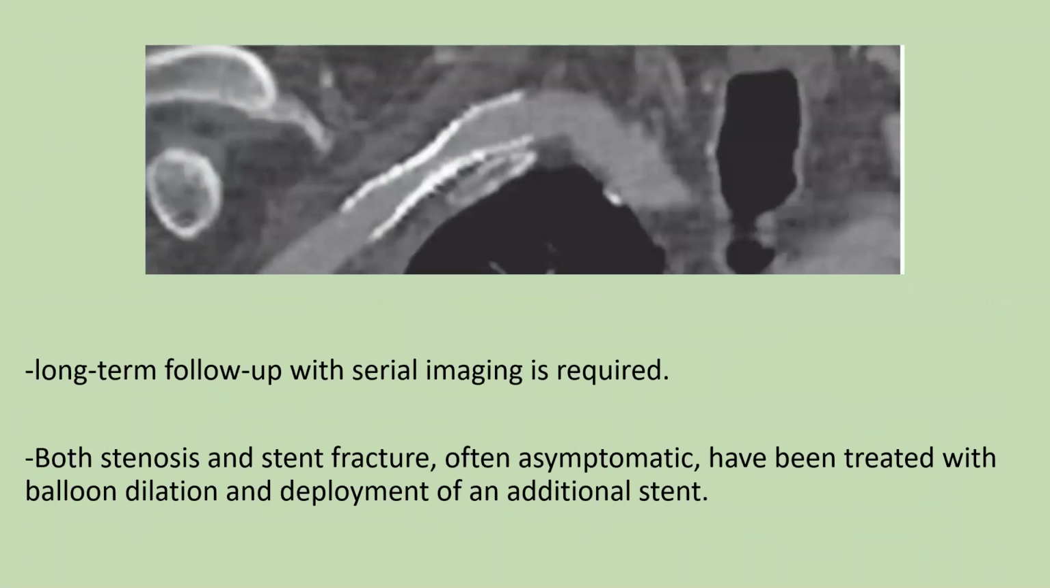So compression of the stent graft between the clavicle and the first rib over the lifespan of a young trauma patient creates risk of stent fracture. As shown here in the image, where the graft is compressed between the clavicle and the first rib, both stenosis and stent fracture, often asymptomatic, have been treated with balloon dilation and deployment of an additional stent before going to open repair.